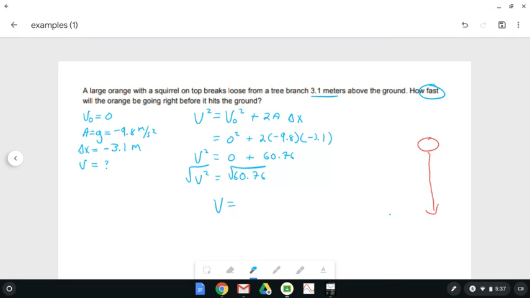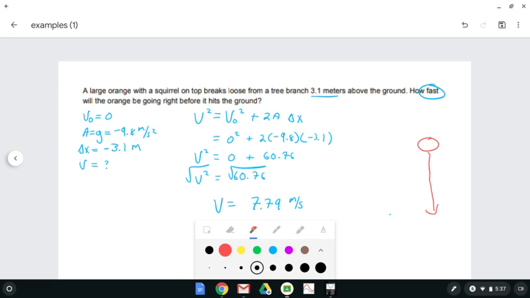So 7.79 meters per second. Now, hopefully you're sitting there looking at that saying, wow, that's weird. How is this object falling down with a positive velocity? And the answer is, well, anytime you square root it, you get plus or minus, right? So we technically have plus or minus 7.79 meters per second.